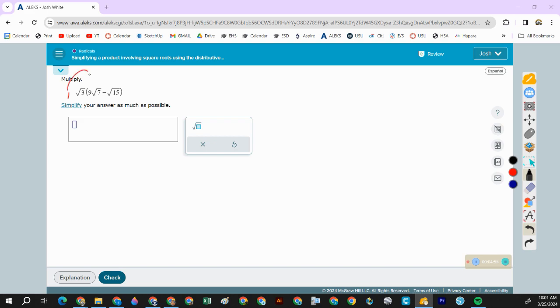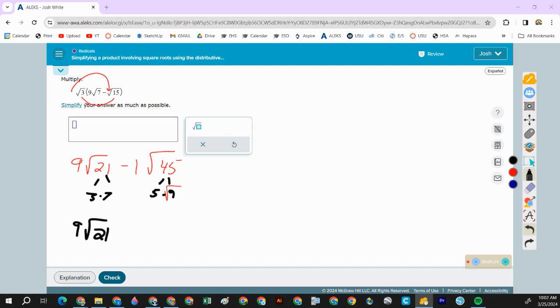So outside times outside, inside times inside. So that would be 9 root 21. And then outside times outside is negative 1. Inside times inside is root 45. So 21 is just 3 times 7, and 45 is 5 times 9. So this one simplifies. 9 root 21 minus 5, not 5, sorry, 3 root 5.